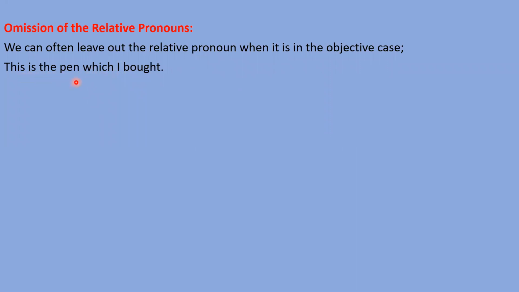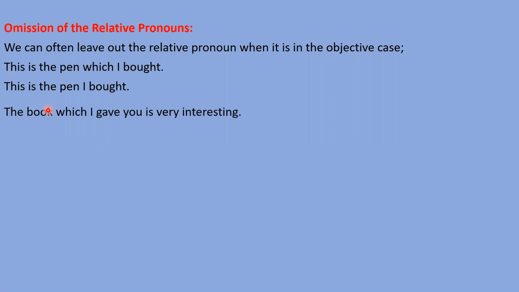Suppose I have written here, this is the pen which I bought. The same sentence I can write without this relative pronoun also, that will be also right, like this is the pen I bought, or we can also say this is the pen which I bought. So omission of relative pronouns means in which condition we can remove the relative pronoun. The condition is that when any relative pronoun is used as an object of the sentence of the relative clause, in that condition we can remove that relative pronoun. Okay, like this is the pen which I bought, the same sentence we can say in this way also, this is the pen I bought. So I have removed the relative pronoun in this.